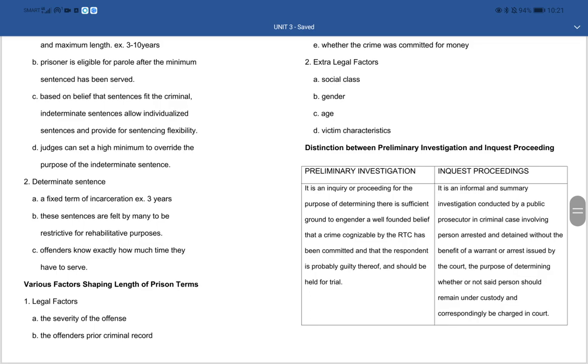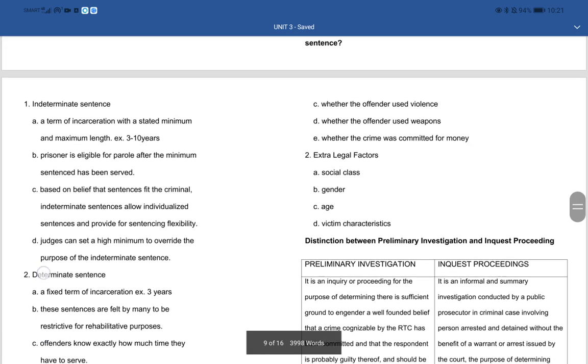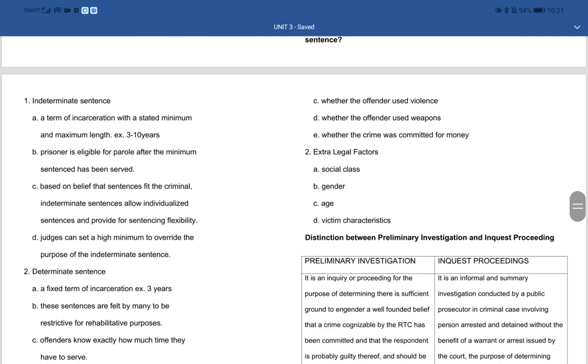So we also have various factors shaping the length of prison terms. We have legal factors: the severity of the offense, the offender's prior criminal record, whether the offender used violence, whether the offender used weapons, whether the crime was committed for money. We also have extra-legal factors: social class, gender, age, victim characteristics. When we say gender, in a prison, of course, they will separate the male and the female prisoners. They really separate them.